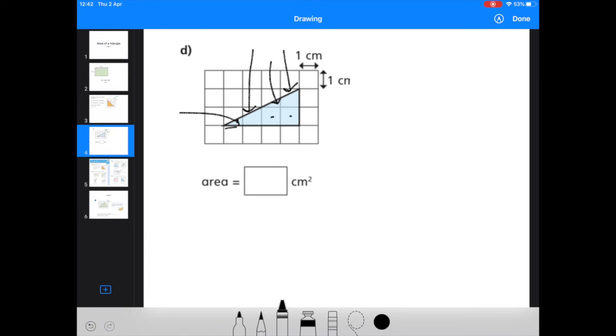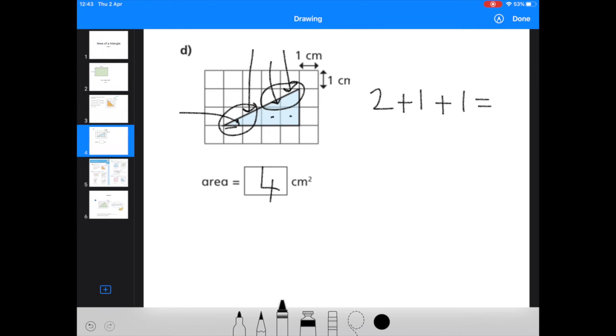Well, there are 1, 2 whole squares here. These two together will make 1, and these two together will make 1. So, of course, 2 plus 1 plus 1 equals 4 centimeters squared.